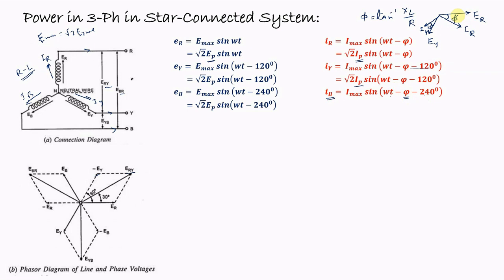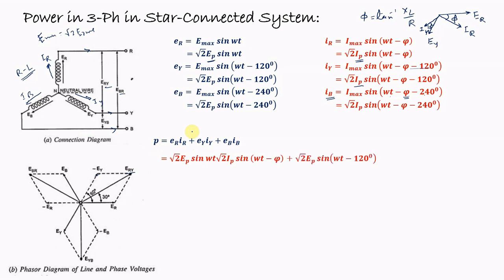So, the expression of the instantaneous power is the product of instantaneous voltage and instantaneous current of each phase and their summation. It will give us the total instantaneous power of a three-phase star-connected system. Now put the values of R phase, Y phase, and B phase voltage and current expressions. So it will be here.